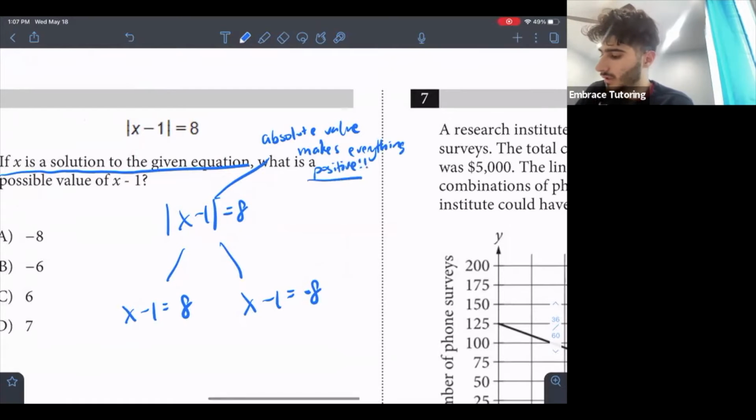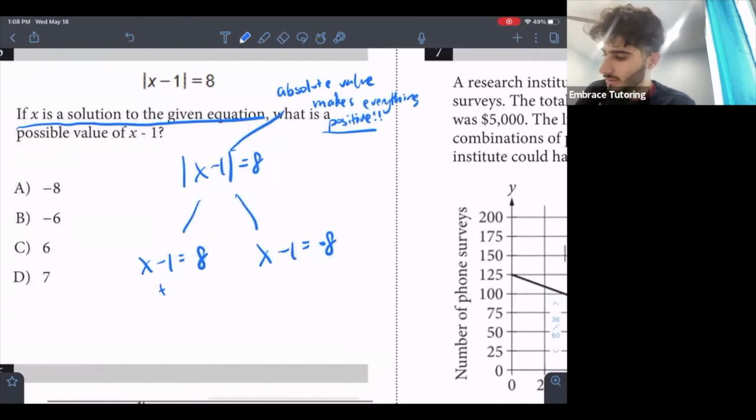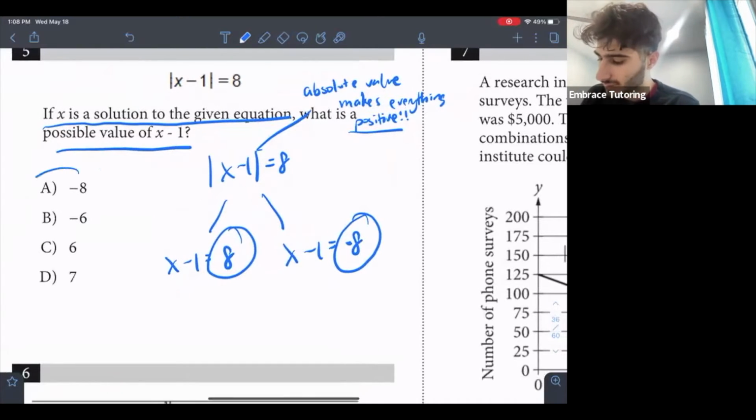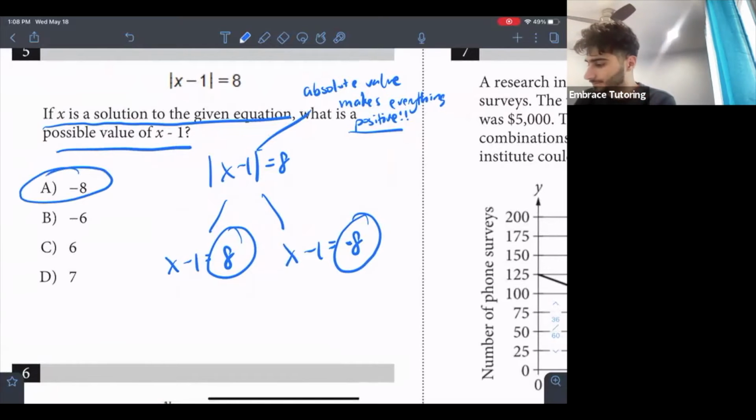So we don't even have to solve for x, because they're asking for the possible value of x minus 1. One possible value is 8. Another possible value is negative 8, because those are the two possible values you could have when you solve this equation. And so when you look at the answer choices, A is our correct answer for 5.